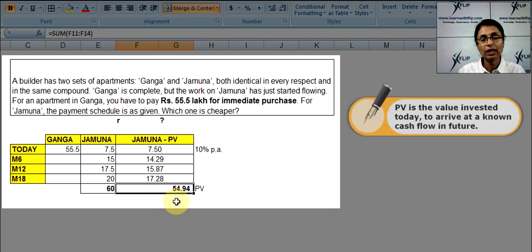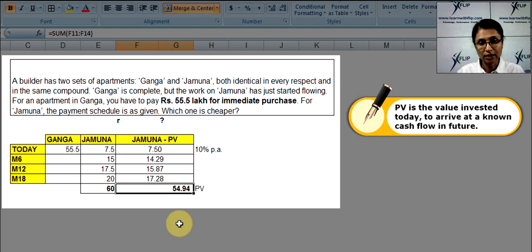So we've learned two important lessons. One is that present value is the value which is invested today, to arrive at a known cash flow in the future. We need to calculate it by dividing it by 1 plus r raised to t.